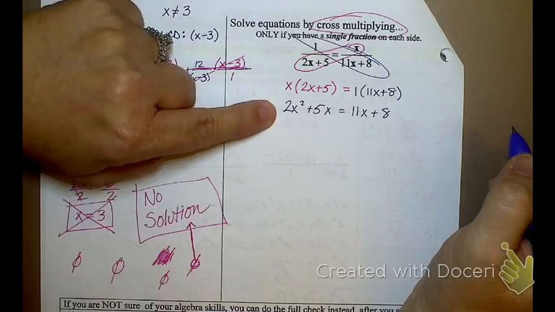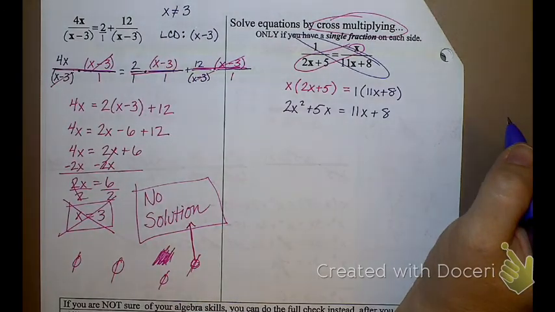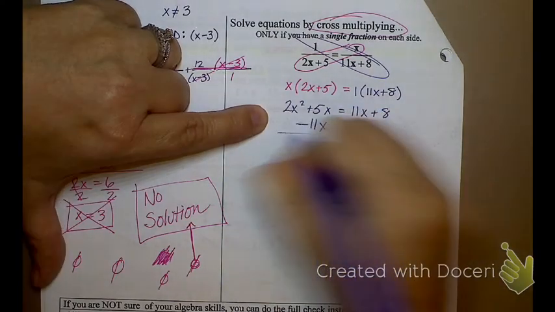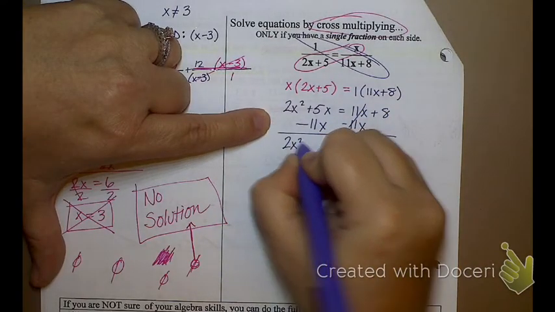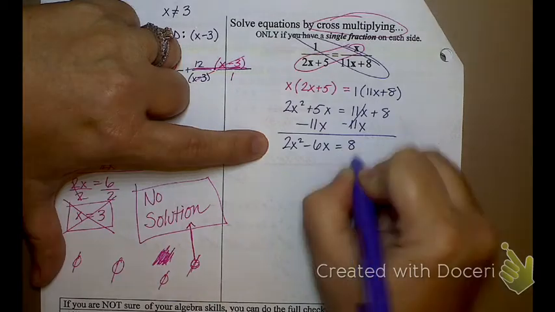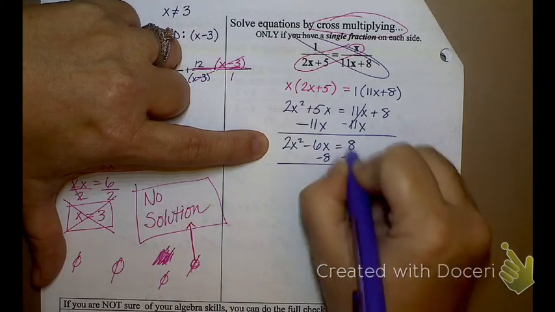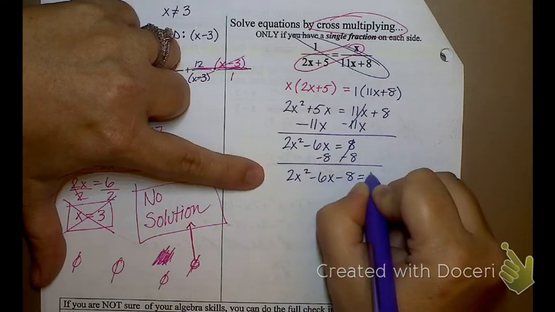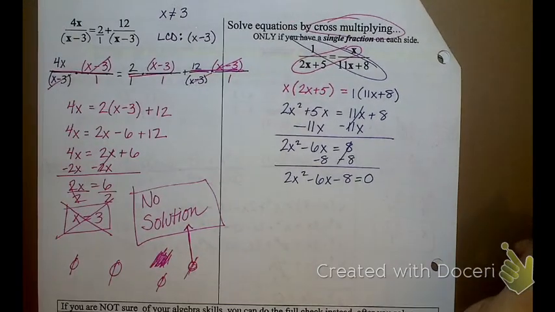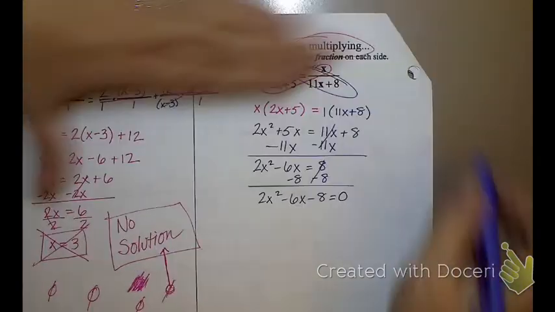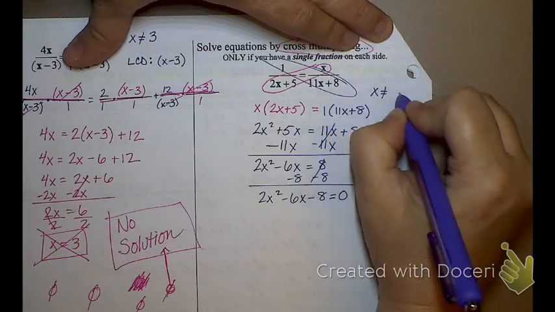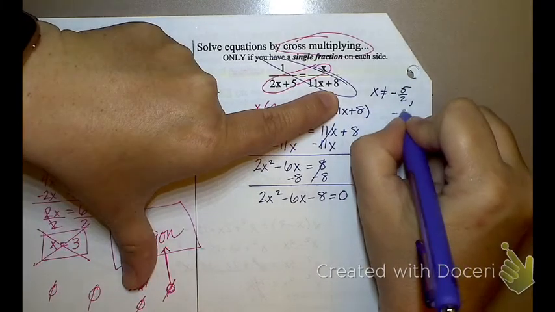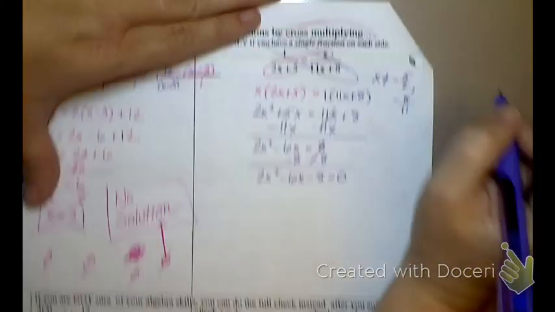Now, I have an x squared, so I need to move everything to the same side as the x squared. So I'm going to subtract 11x. That gives me 2x squared minus 6x equals 8. I'm going to subtract 8. 2x squared minus 6x minus 8 equals 0. By the way, something I forgot to get at the beginning were my excluded values. This one would be negative 5 halves, and this one would be negative 8 elevenths. So hopefully I don't get something ugly like that.